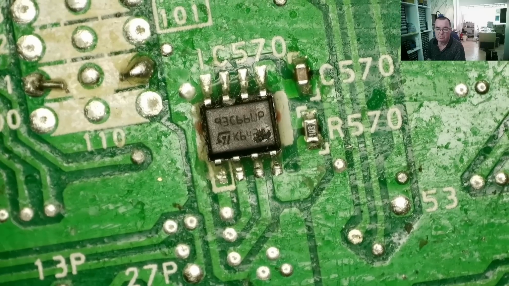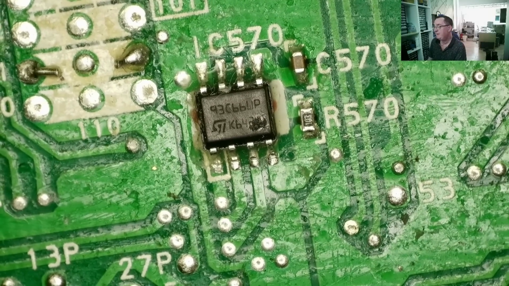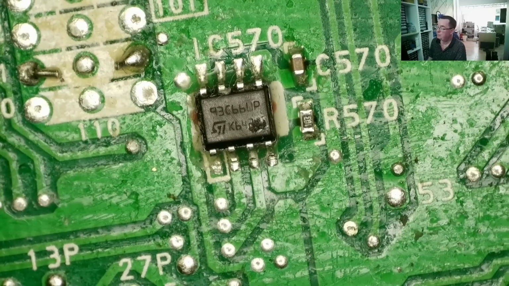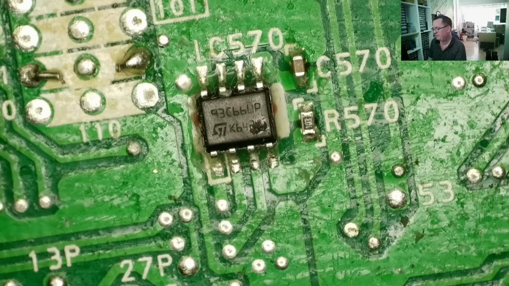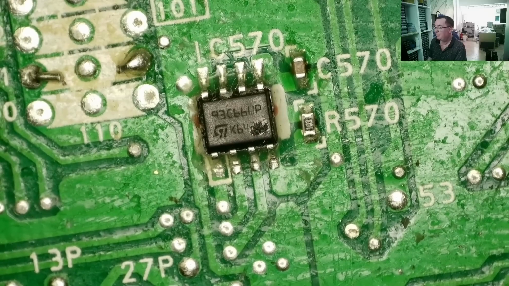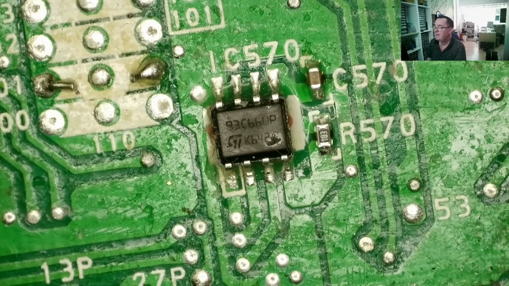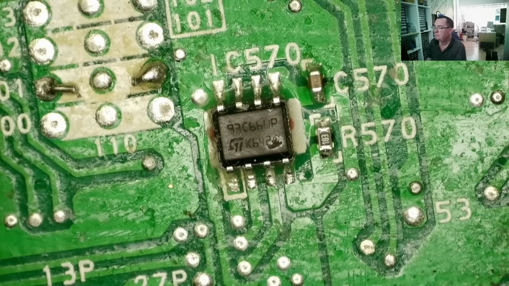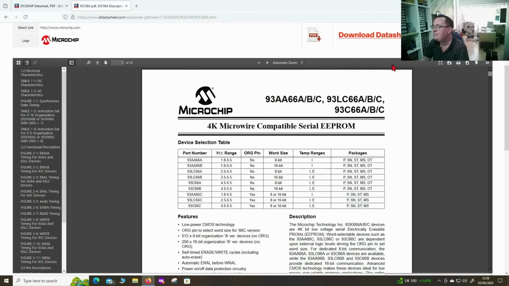Well, it looks like a sort of EEPROM number. It's a 93C66WP. So it's not your normal 24 or 25C or Q or the various ones you find on things like motherboards. Certainly I don't have one of those. Let's look for a data sheet. And I have a data sheet.